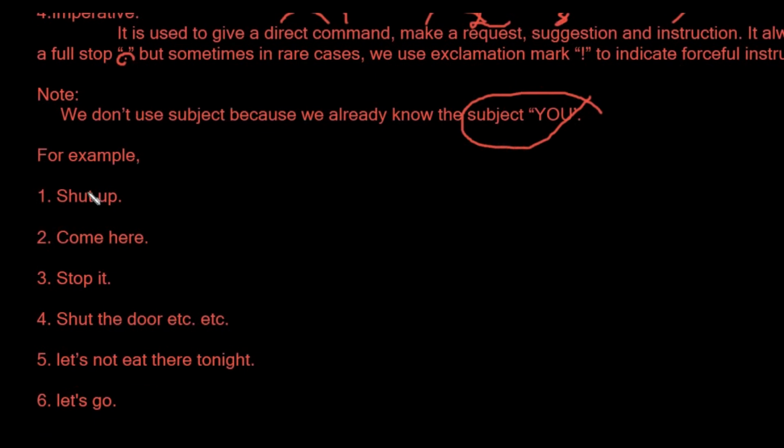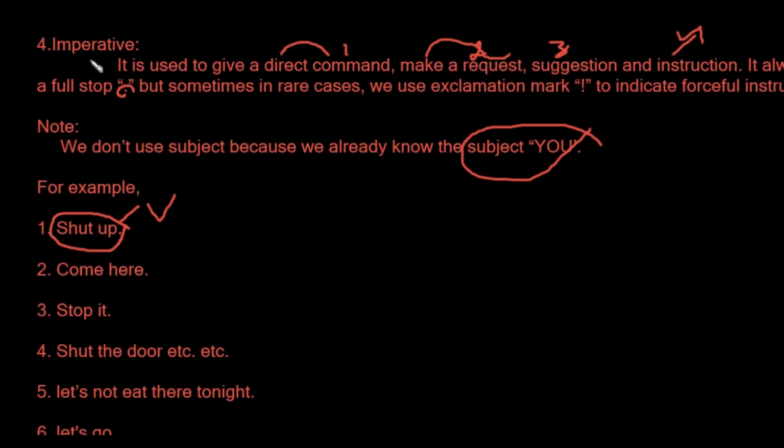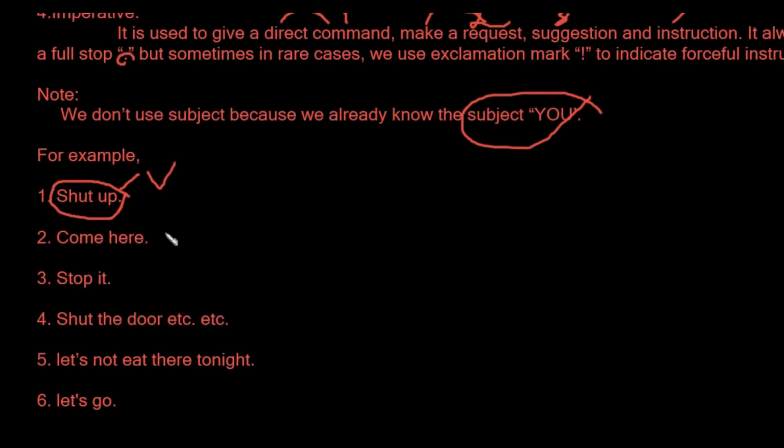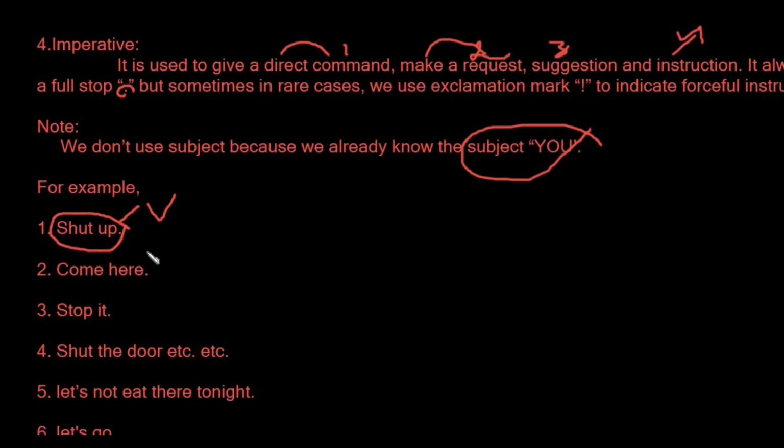For example, shut up. Shut up is only a verb here. It is a phrasal verb and it is only a verb here. It is an imperative sentence because someone is making a noise or someone is trying to irritate us, so we will say shut up. We are trying to stop them. So that's why we use shut up. Shut up is used everywhere, but I believe it is very impolite to say shut up.